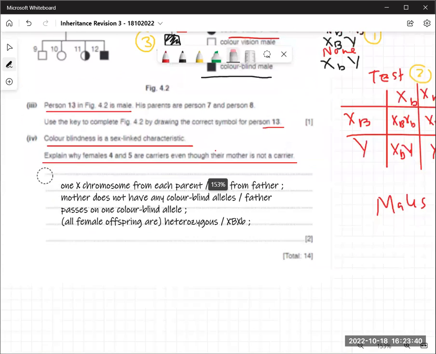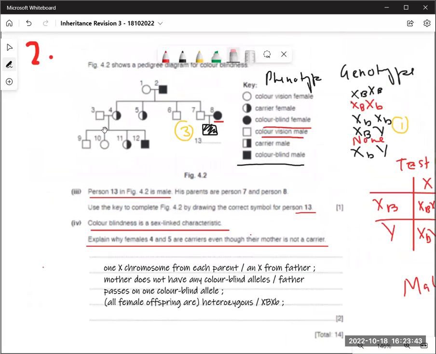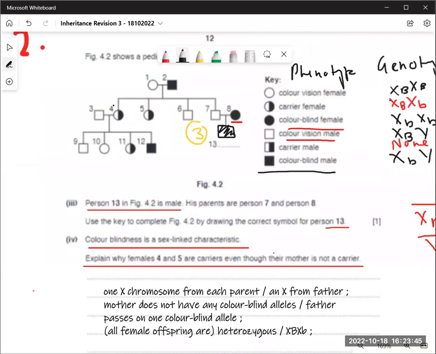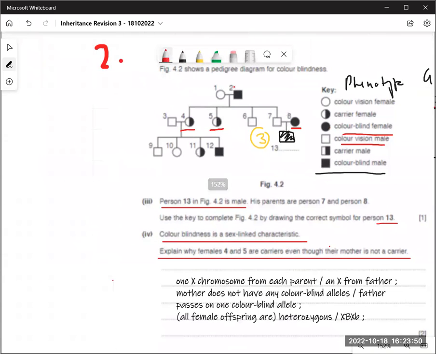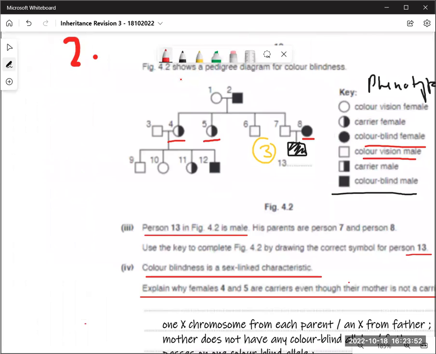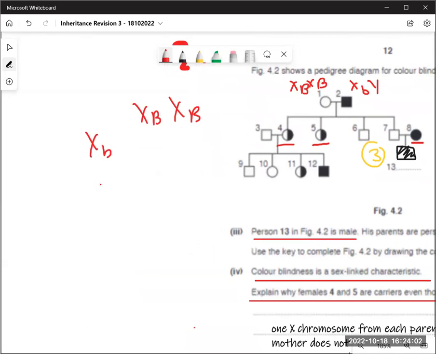Okay, what this means is they're looking at females 4 and 5. Where is 4 and 5? These. Now, if I do a cross between 1 and 2, well, 1 is a color vision female. She must be XBXB. And this guy must be XbY. Let's do a cross quickly. XB, XB, and Xb, Y. So I get XBXb, XBXb, and XBY, XBY. These are the possibilities I'm getting.